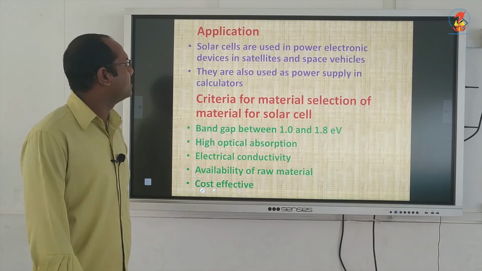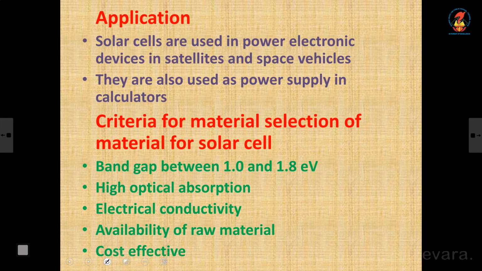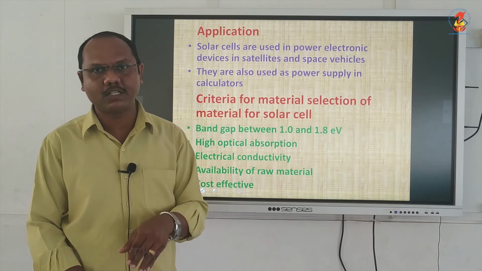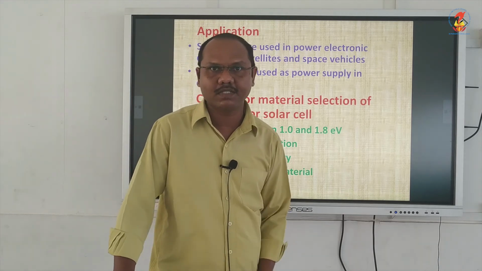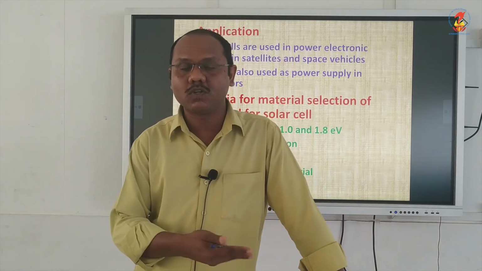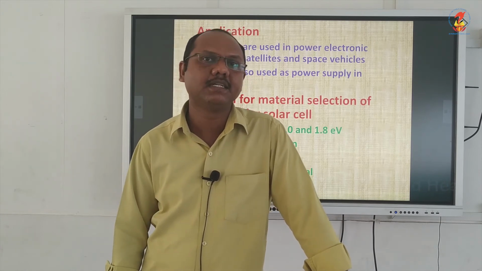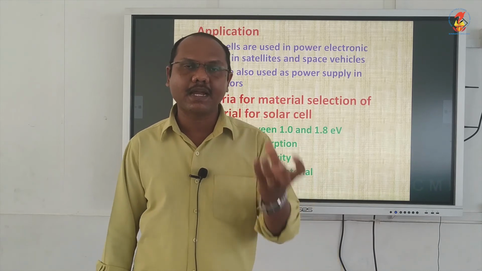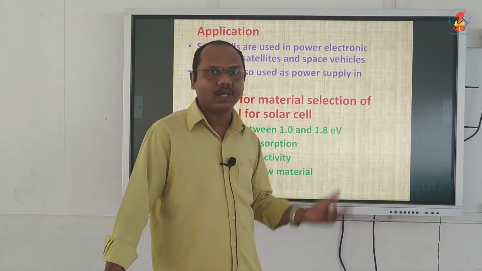What are the applications of solar cell? They are used in power electronic devices in satellites and space vehicles. In space vehicles we don't have any other electrical source, so they directly take the sunlight and convert sunlight into electrical energy. They are also used in power supply in calculators. We have seen solar calculators and solar watches, and solar street lights are there nowadays. It does not require any electricity. You can directly take sunlight and convert it into electrical energy.